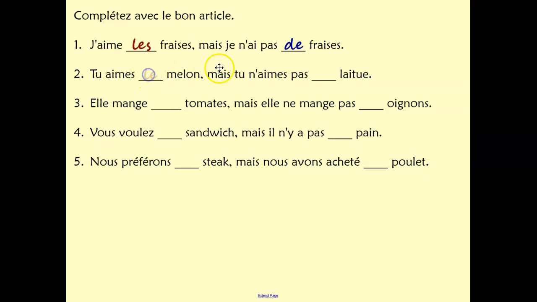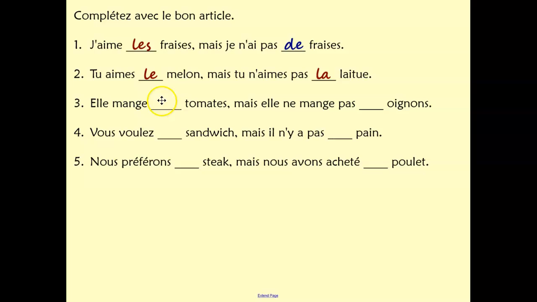Numéro 2, tu aimes le melon, mais tu n'aimes pas la laitue. You like melon, but you do not like lettuce. We're talking about liking or disliking in general here. And with liking and disliking, we use the definite article, the form of the. That does not change even in a negative sentence. It still stays in that form.